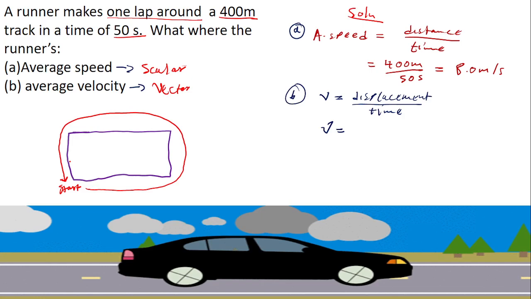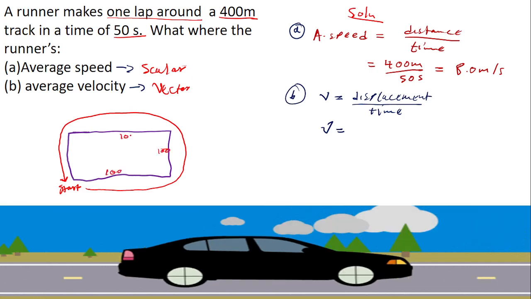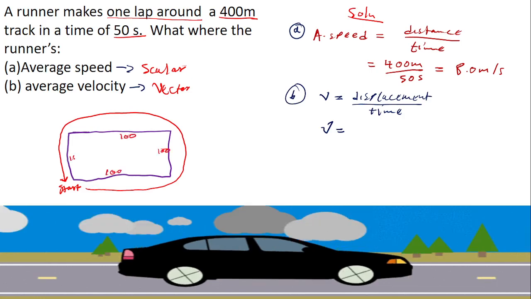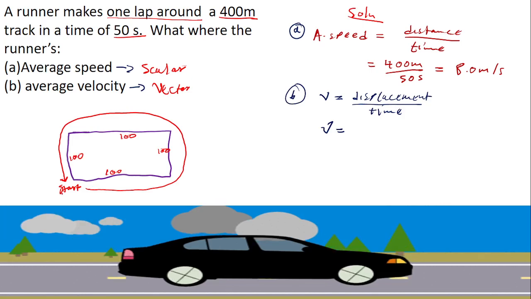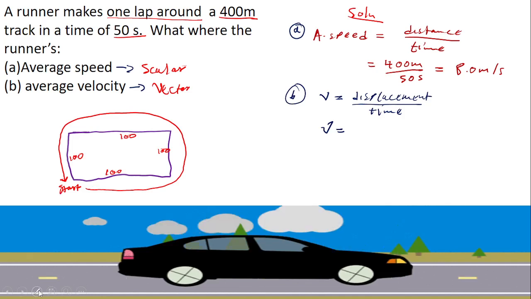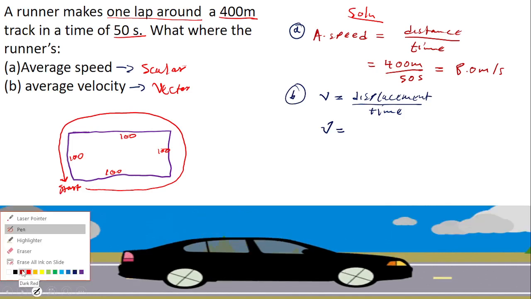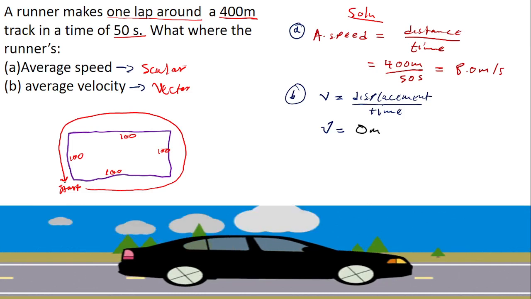The total distance for this particular movement which he made was just what? 400 meters. So we can assume this is 100, that is 100, that is 100, that is 100. Since the runner started from this point, ran around this field and stopped at this same point, that simply means that this person covered a displacement of what? Of 0. So the displacement here was simply 0 meters. Why is it 0 meters? The reason is that he ended where he started from.